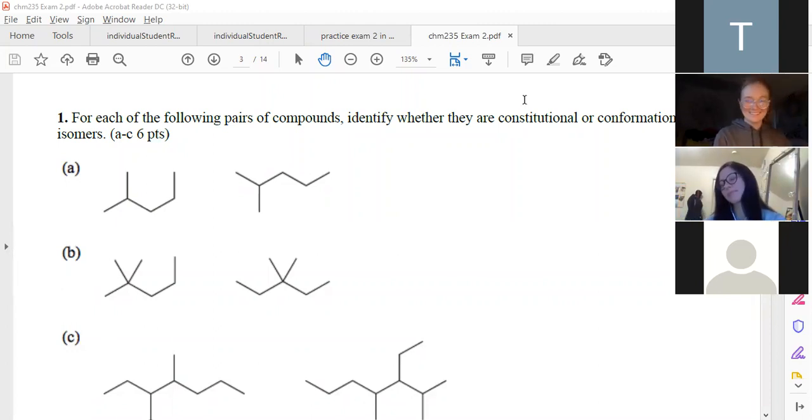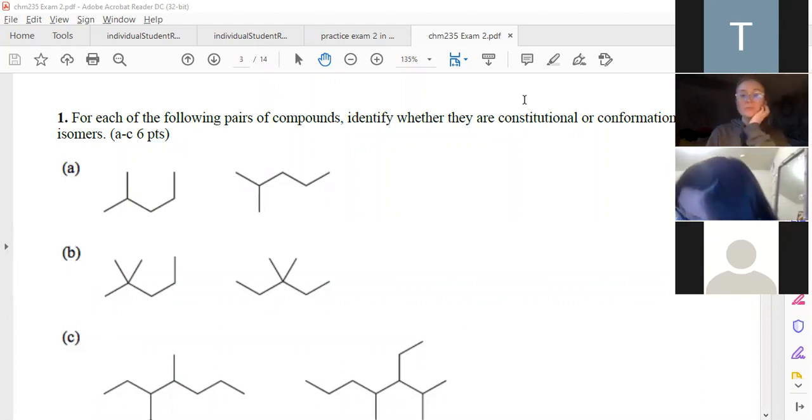Ignore me, kids. All right, so for each of the following compounds, identify whether they are constitutional or conformational isomers. So the first thing you want to do is figure out what's the difference, right? A constitutional isomer means that they have the same molecular formula, but they have different connectivity. A conformational isomer means that you just kind of rotated them.